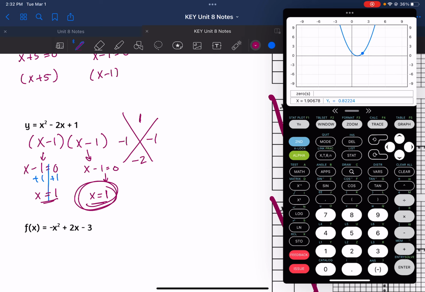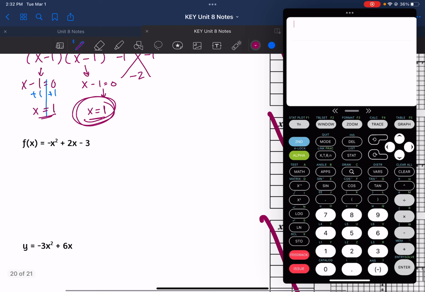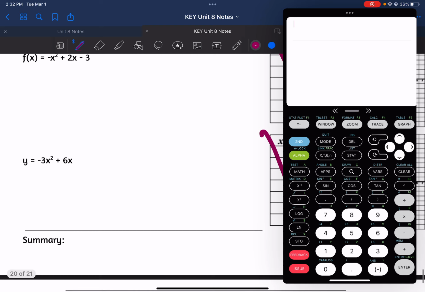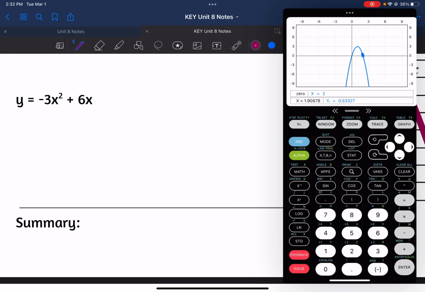I don't know if my calculator is just crap. I don't know what's wrong with it right now. So let's try this one down here. Actually, let's just try this one real quick. Let's see if I can work backwards and find my solution. So y equals, clear that out, -3x squared plus 6x. Hit graph. Bam. Let's figure out my solutions.